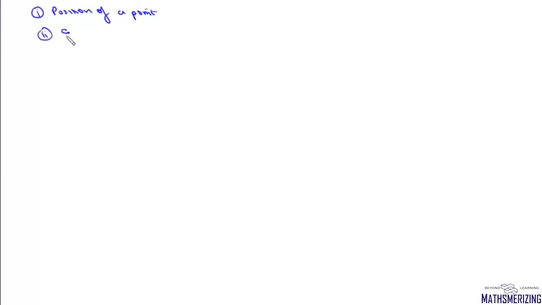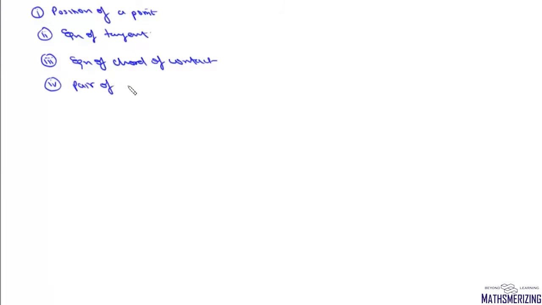We'll find equation of tangent if the point lies on ellipse. If the point lies outside the ellipse, then we'll also find equation of chord of contact. From an external point, two tangents can be drawn. Then we'll also work out equation of pair of tangents. And finally, equation of a chord whose midpoint is given.